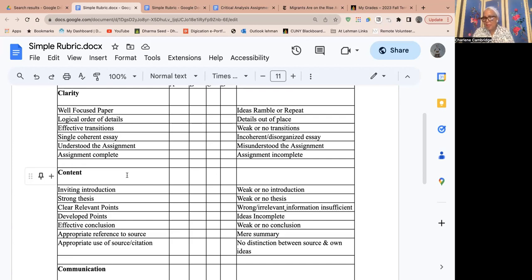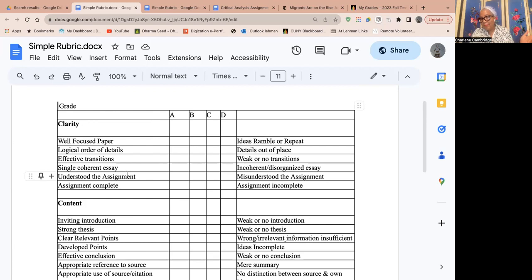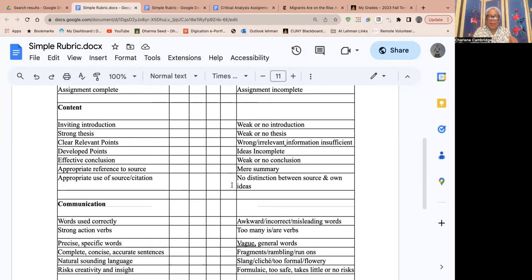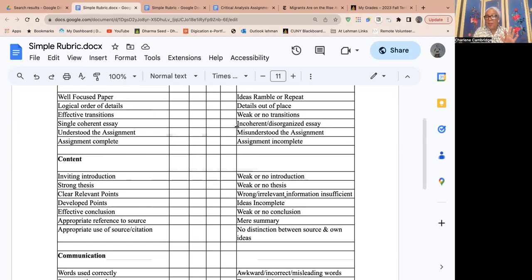Incomplete work. The assignment is complete, you get an A. The assignment is incomplete, what did you leave out? No conclusion? That's an incomplete assignment, okay? So that's very important because that's your whole thesis and how you handle it right at the beginning.